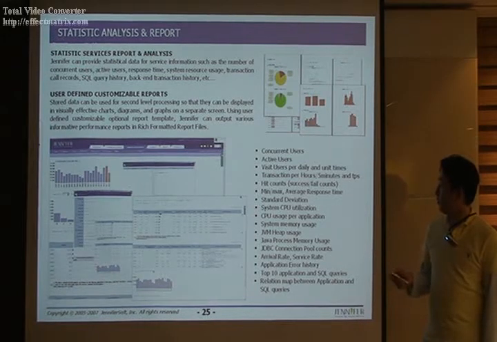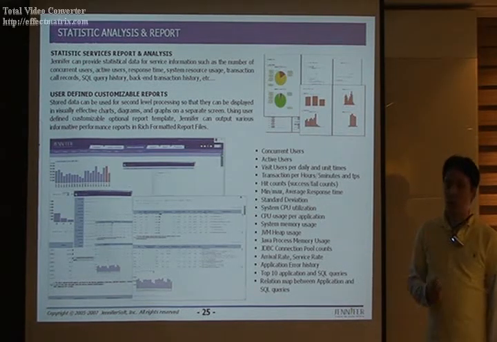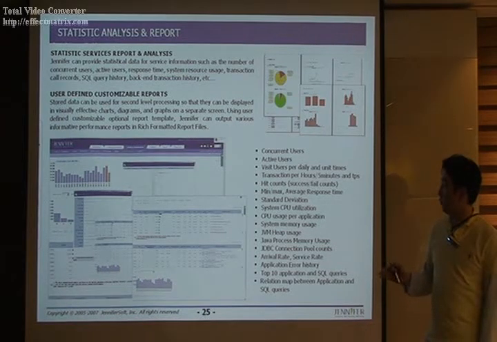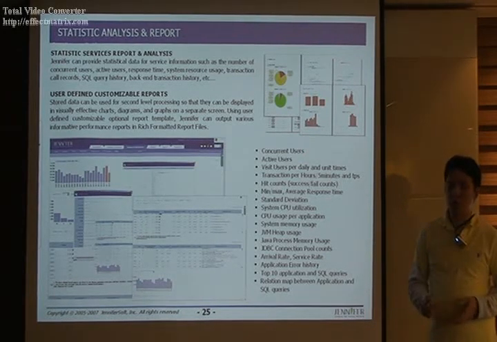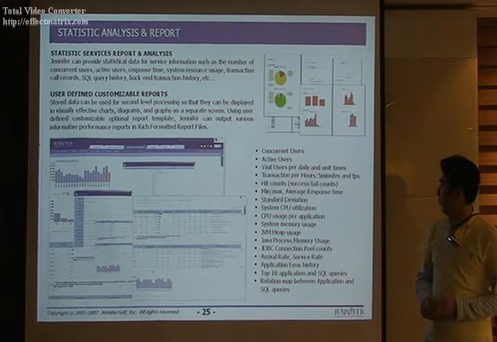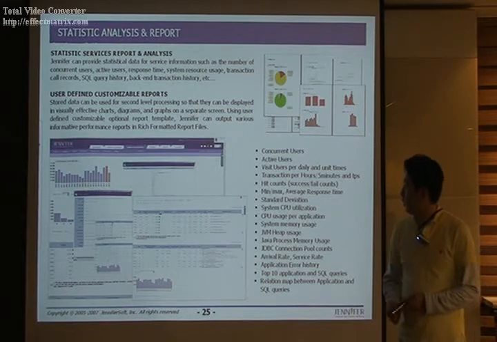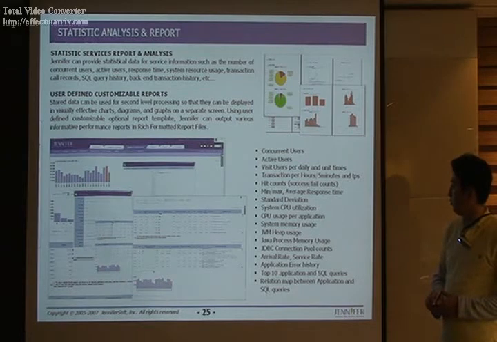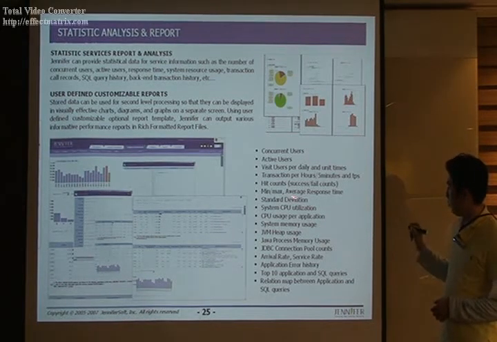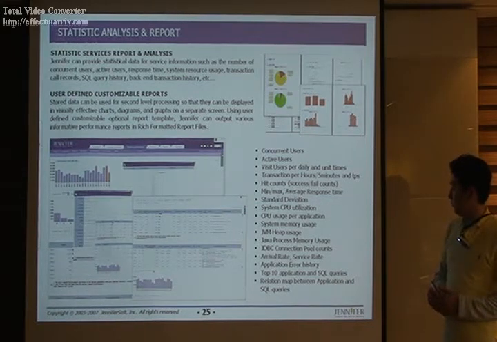Within Jennifer, there is a very powerful reporting function, utilizing 20 or so different types of graphs and table types. Users can customize their own reports using some scripts, graphs, and modules provided within Jennifer. Jennifer also provides a lot of important business data that can be used for management and business use. Some of the important data can be concurrent users, active users, visit users per day, transactions per hour, and so on and so forth, as well as the resource data, which is important for your IT management.